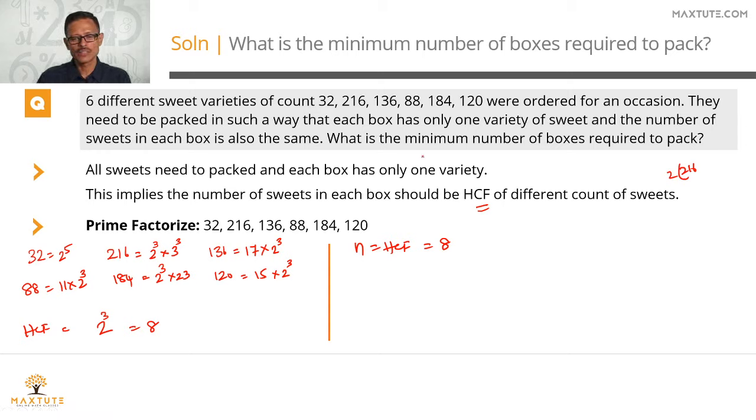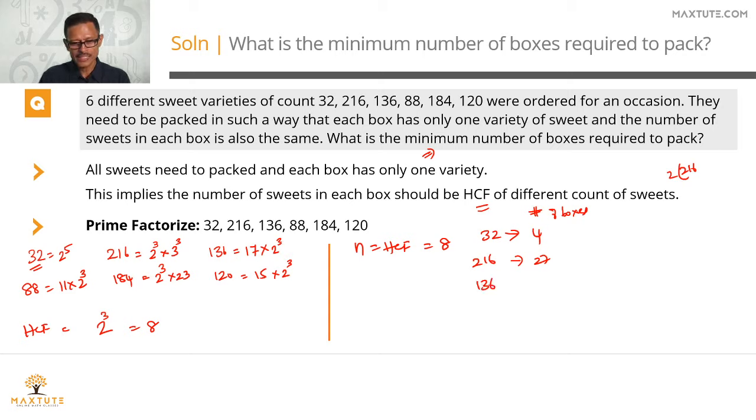We need to find out the minimum number of boxes. You can go about it 2 ways. I'll do it one way in this slide, and I'll do it in a slightly different fashion in the next slide. I'm going to count out the number of boxes. We're having 8 sweets to a box. 32 sweets of the first variety are there, so 32 gets packed into 4 boxes. Now I'm counting the number of boxes. Second one, 216. How many boxes? If I remove this 8 from it, I'll have 27 boxes.